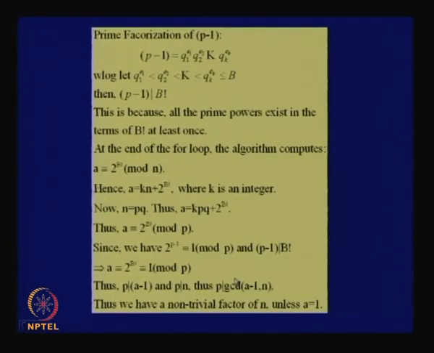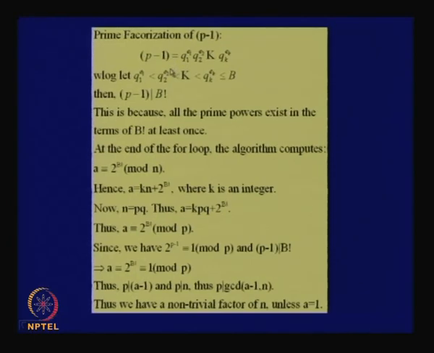Pollard's factoring algorithm is based upon the factorization of p minus 1. Concentrate on this: you remember that p is a prime number, so p minus 1 is a composite number. If p minus 1 is a composite number, then we shall be able to factor p minus 1, so p minus 1 can be factored in terms of prime factors.